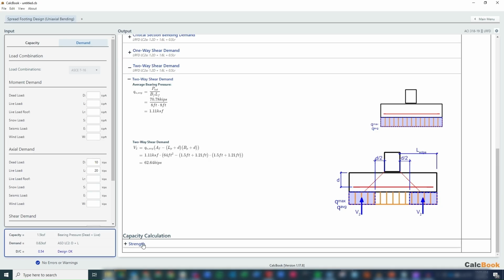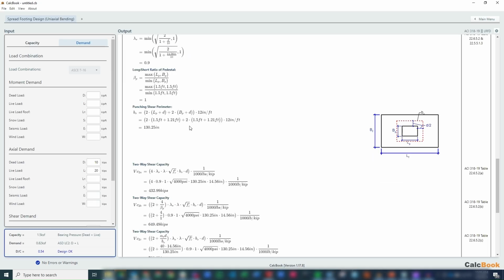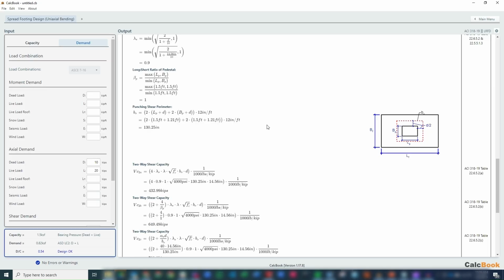Now if we go down to our capacity calculations, we've got a few things to step through. The first thing is our size modification factor for punching shear, which has a factor of 0.9. Then we check our long to short ratio of the pedestal. In this case, it's a square, so we just have a 1. And then we check the critical perimeter, the punching shear perimeter, and that comes out to 130 inches. That's the length of this perimeter here, d over 2 from the face of the pedestal.